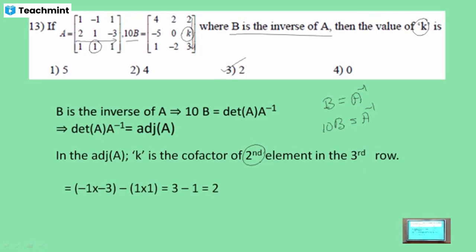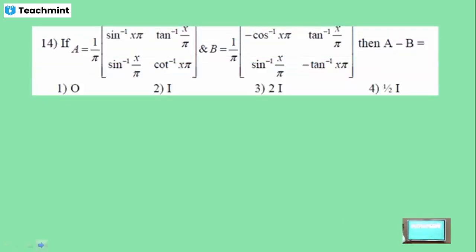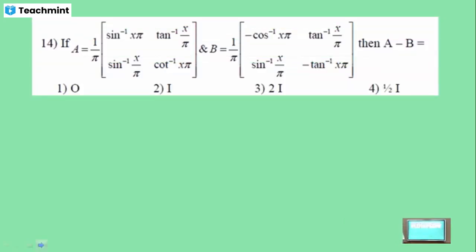The problem appears complicated, but it's not complicated. It's a direct question and it is based on your knowledge in relation to inverse. Now, A is the matrix given, B is also a matrix given. As you are observing here, the inverse property has been used.